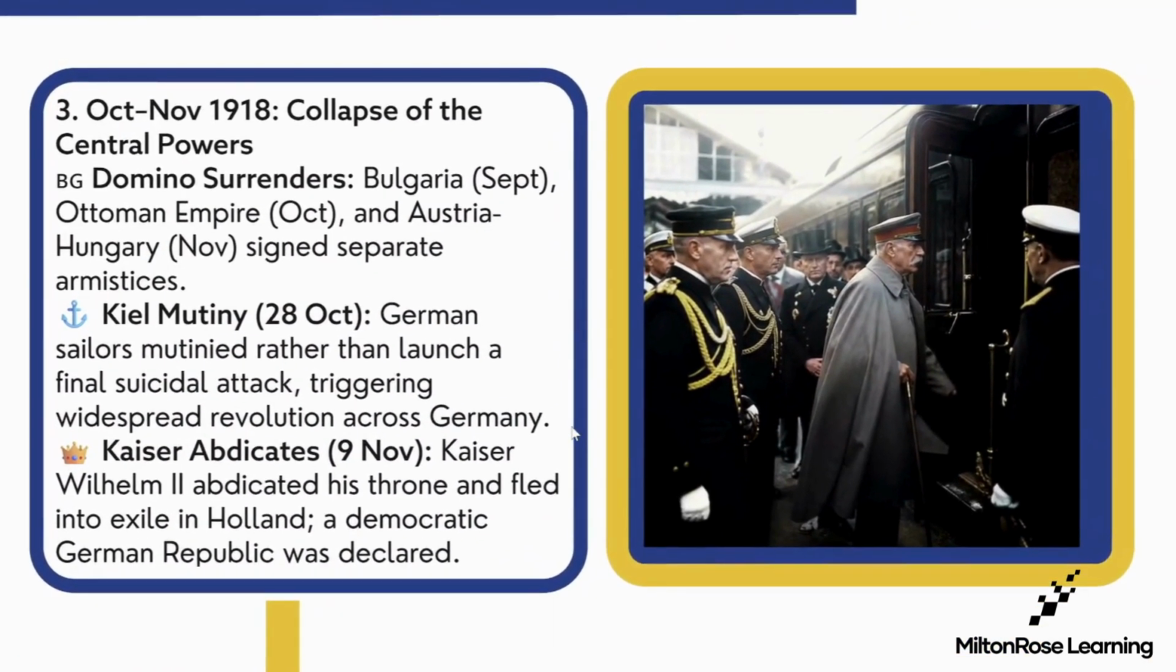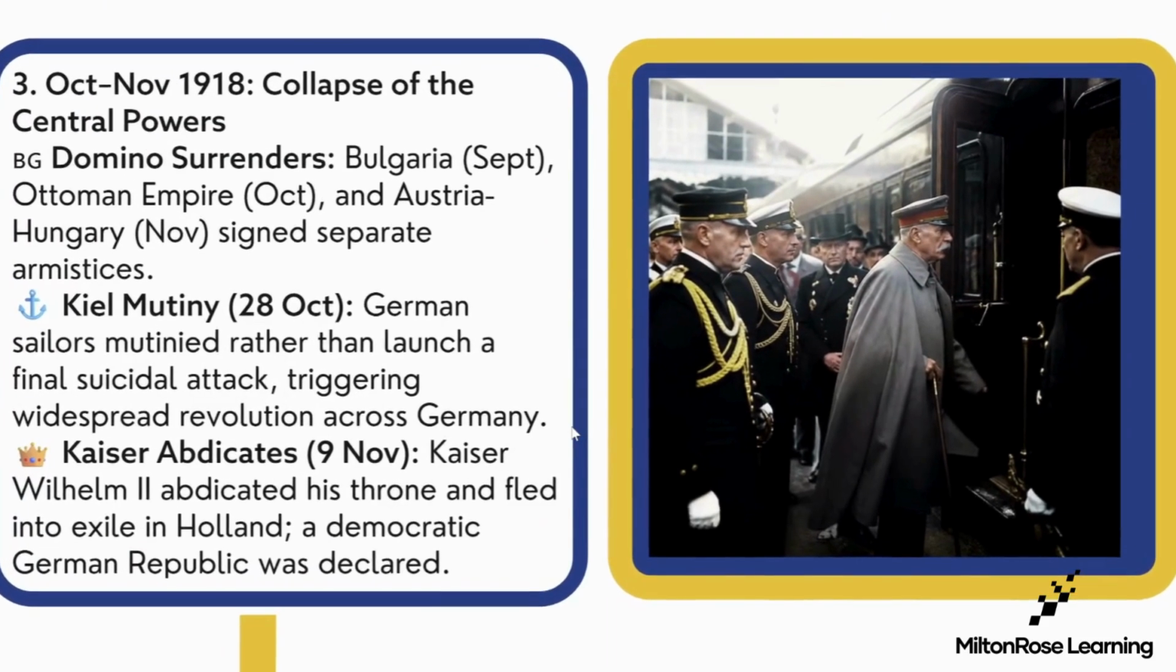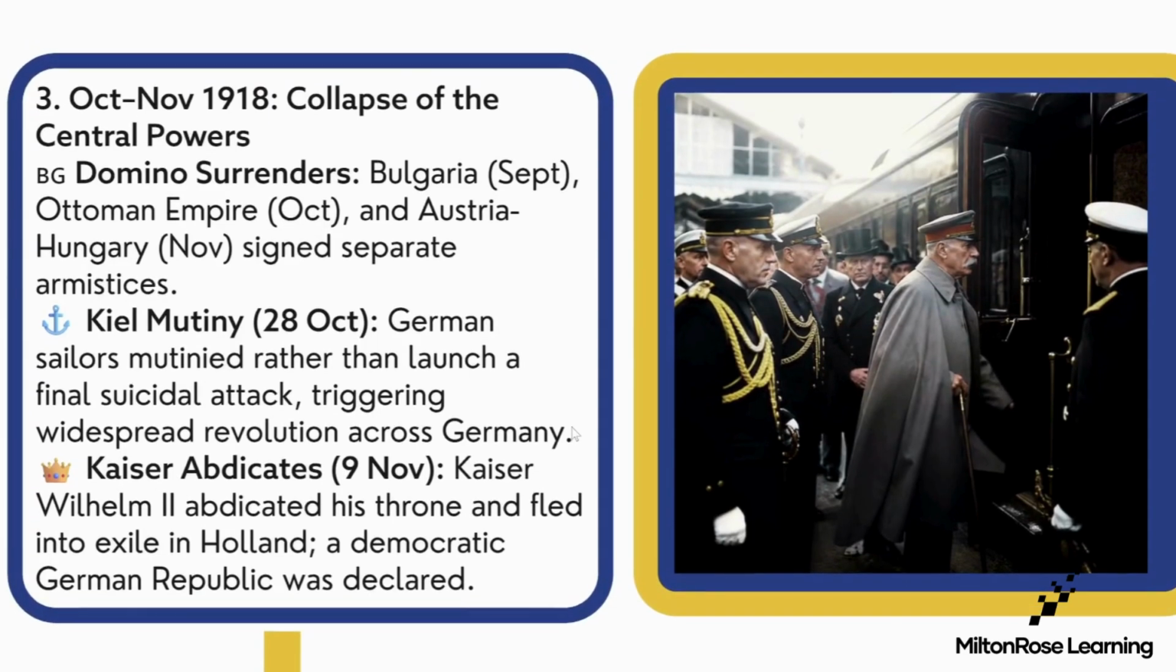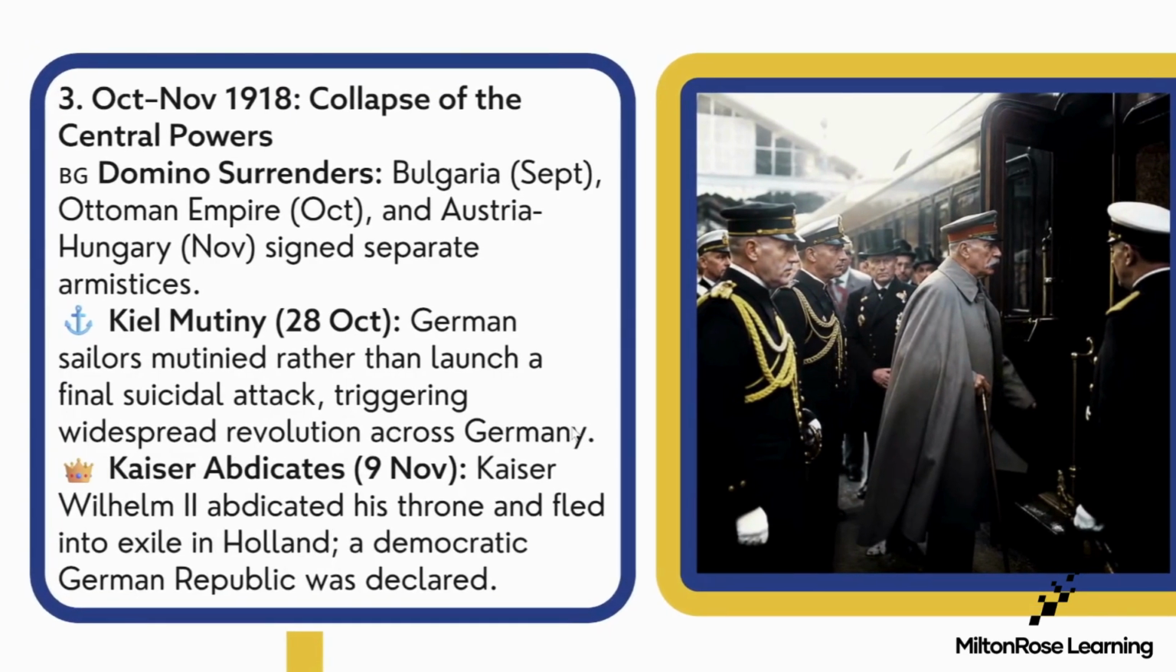And then October to November 1918 was the collapse of the Central Powers. So basically domino surrenders, I would say. Bulgaria goes in September, Ottoman Empire goes in October, Austria-Hungary goes in November. They all sign separate armistices, is that a word? But they all sign separate peace kind of agreements.